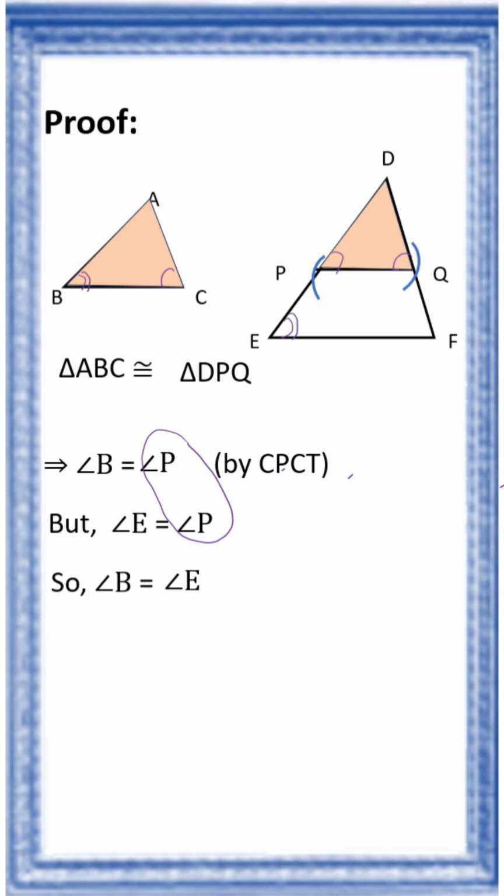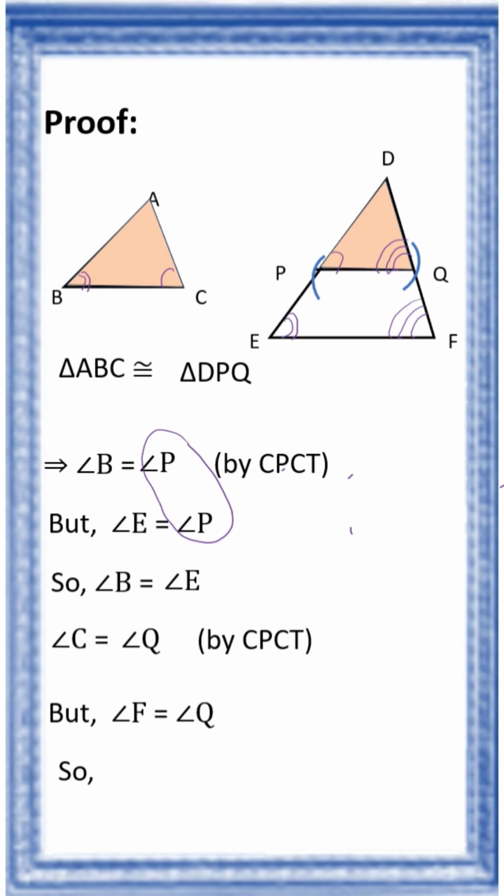Similarly, we can prove that angle C is equal to angle F. How? Angle C is equal to angle Q, corresponding parts of congruent triangles, but angle Q is equal to angle F. We have proved earlier, isn't it? So here LHS, RHS and RHS are equal. So LHS should be equal to each other. Angle C is equal to angle F.